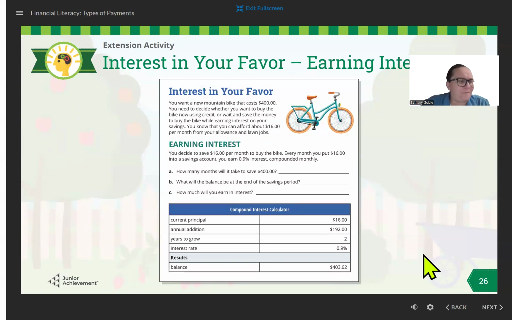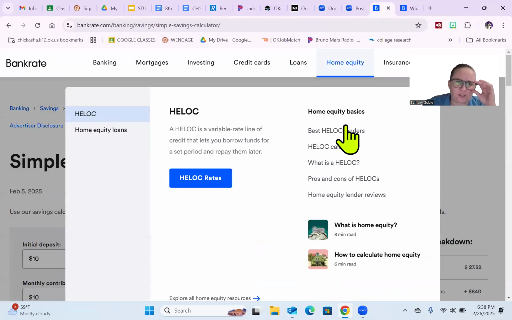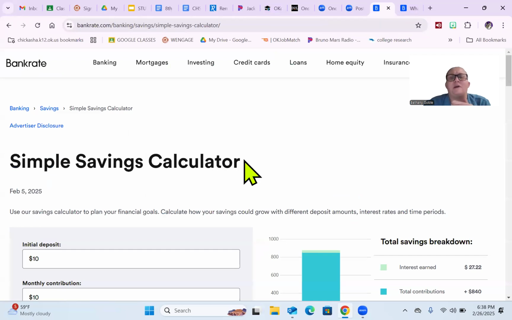So in your book, pages 42 and 43 give you examples. You guys can work on this in a second, but I'm going to show you actual calculations. Keep looking up here at my screen. Here are some calculators. I want to show you, if you actually put money in a savings account, how much you could actually build. So again, look up here.